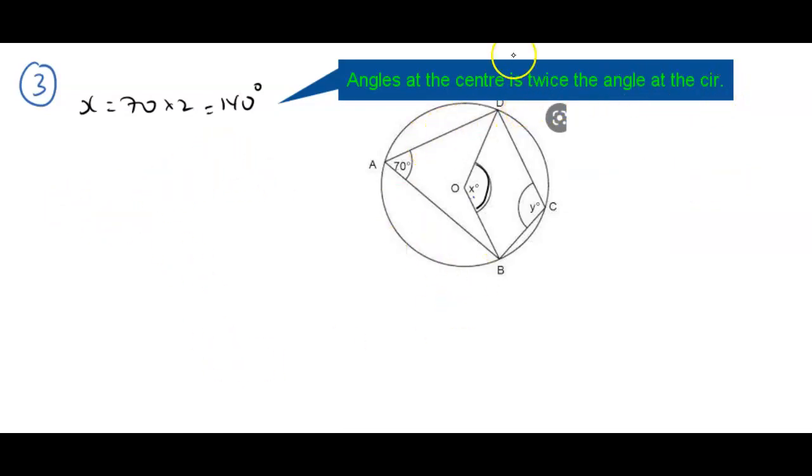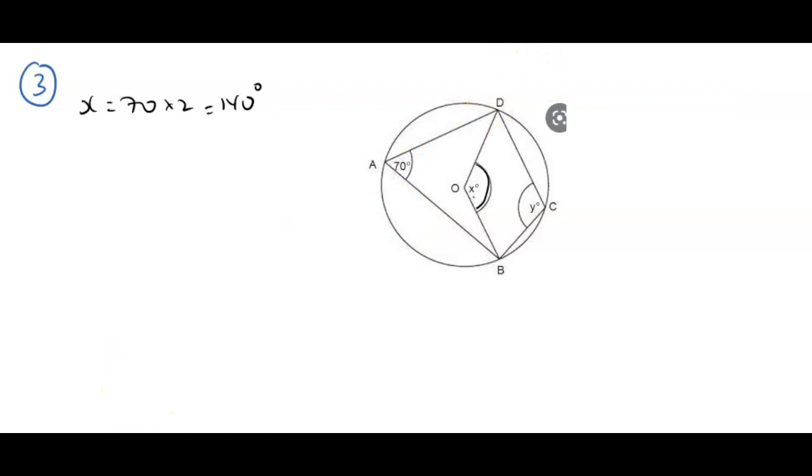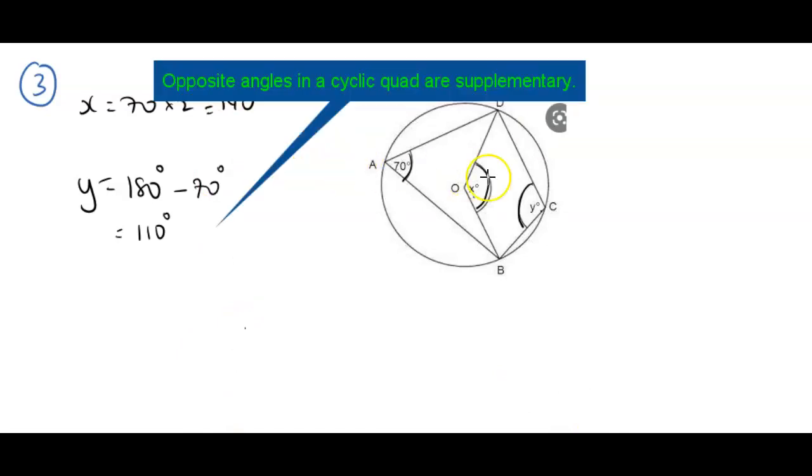Now to find angle y, y is actually down here. This is a cyclic quadrilateral here, and 70 and y will have to add up to 180. So because opposite angles in a cyclic quadrilateral are supplementary, 180 minus 70 is 110, and the reason is opposite angles in a cyclic quadrilateral are supplementary. So this is my reasoning here. So now let me move on to example 4.